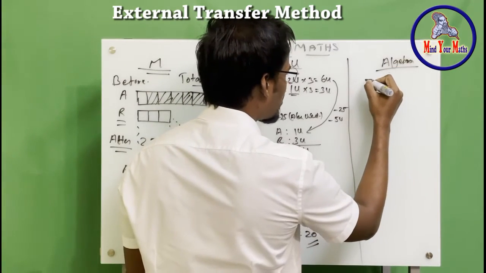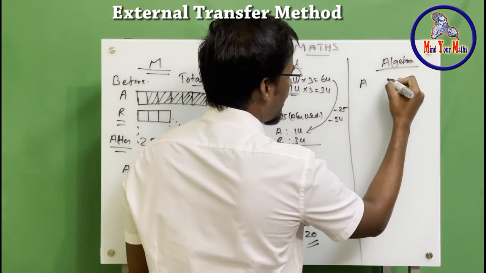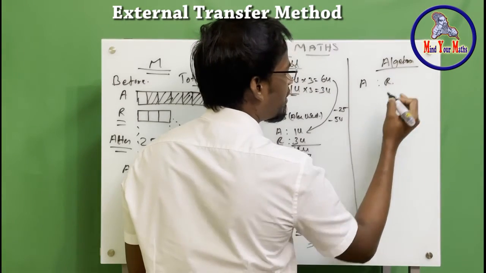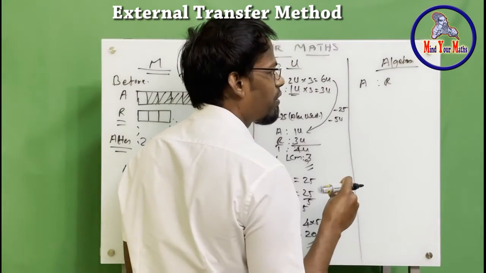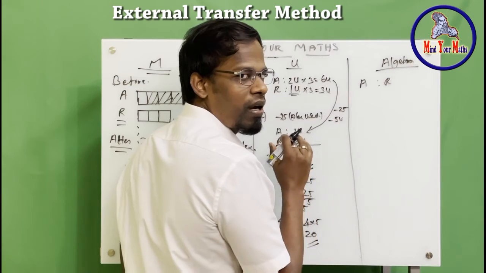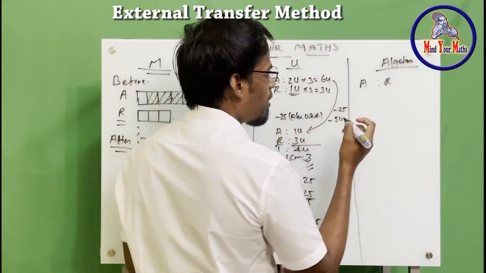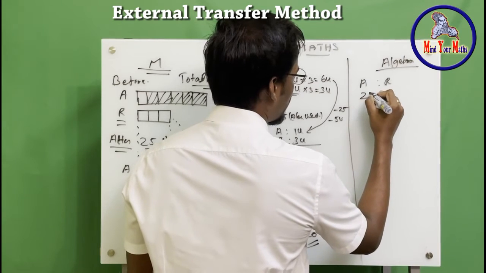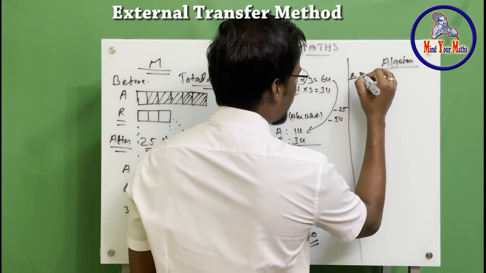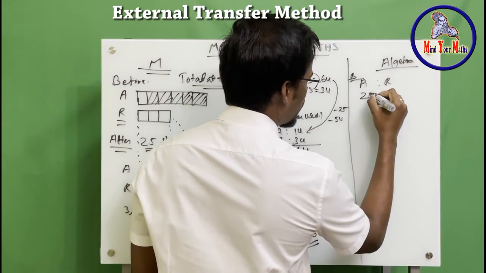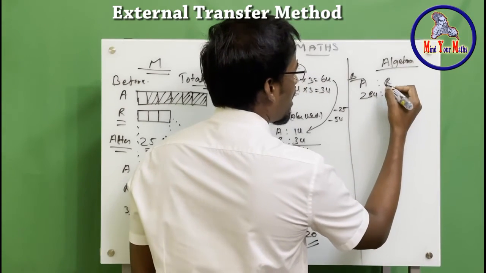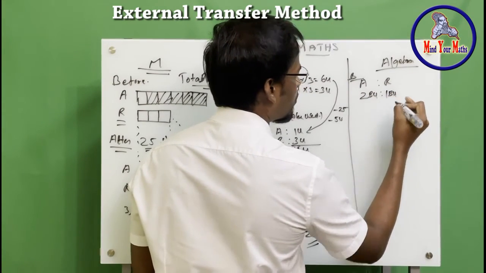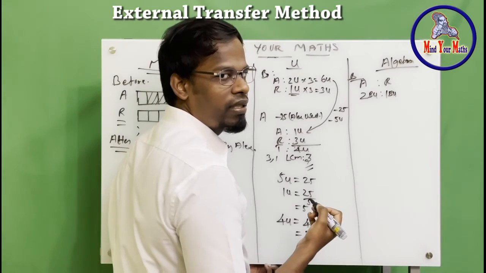So I'll put Alex this side and Ravi. I'll write it in a ratio form so that it will be easy for us to form the algebra equation. So Alex was 2 units, right? Maybe we will use before units. So 2 BU, and Ravi was 1 BU. That's the problem that is given.